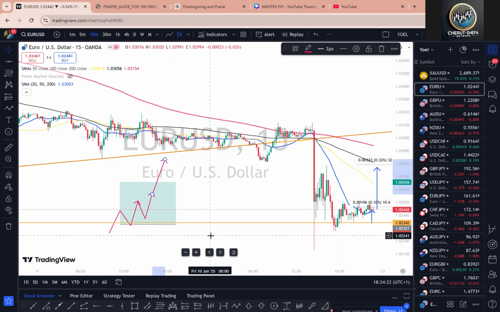But the main essence of break even is to secure your profits and to be trading at zero risk. To be trading at zero risk. That is just the essence of break even.